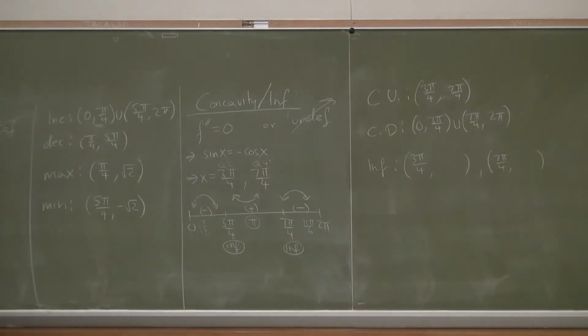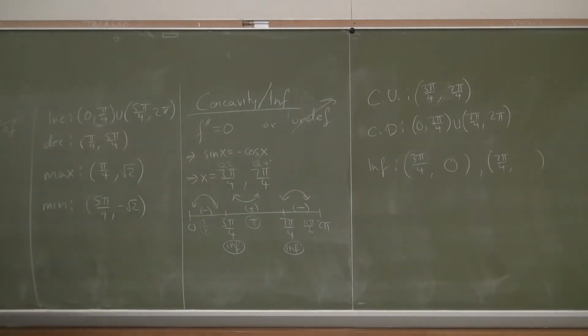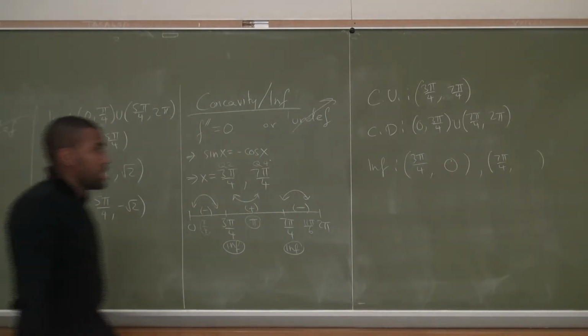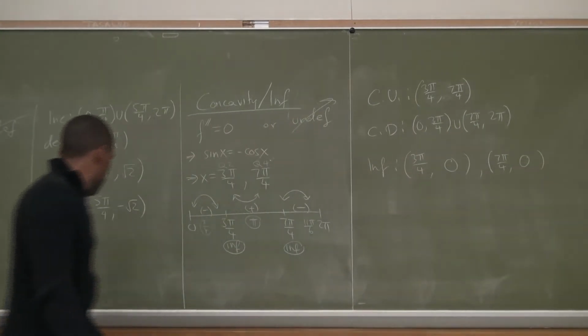So we want the y value, so we go back to the original function. If I plug in 3π/4, the sine is positive and the cosine is negative, right? But they give you the same value, so this is 0. 7π/4 is in quadrant 4, the cosine is positive and the sine is negative. So that's also 0.